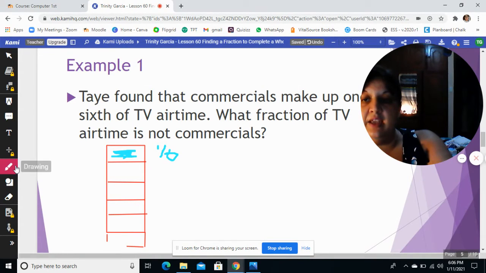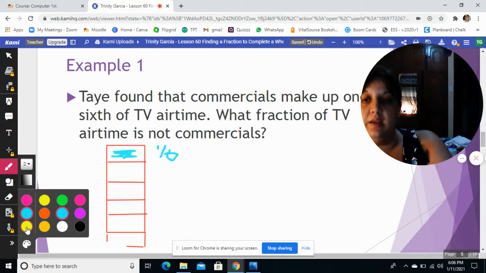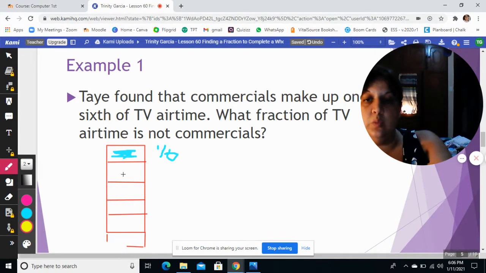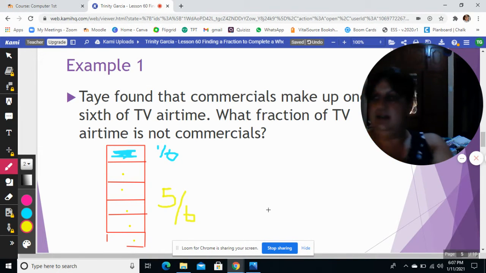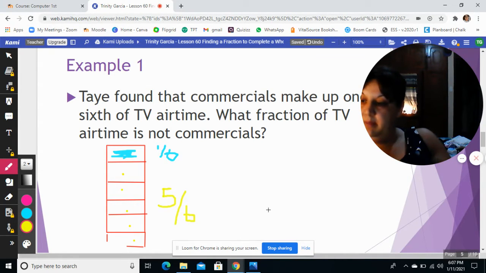So then we can count and we can see that there's 1, 2, 3, 4, 5, 6, of airtime that is not commercials. Okay, that is not commercials. Let me catch up here in my notes.